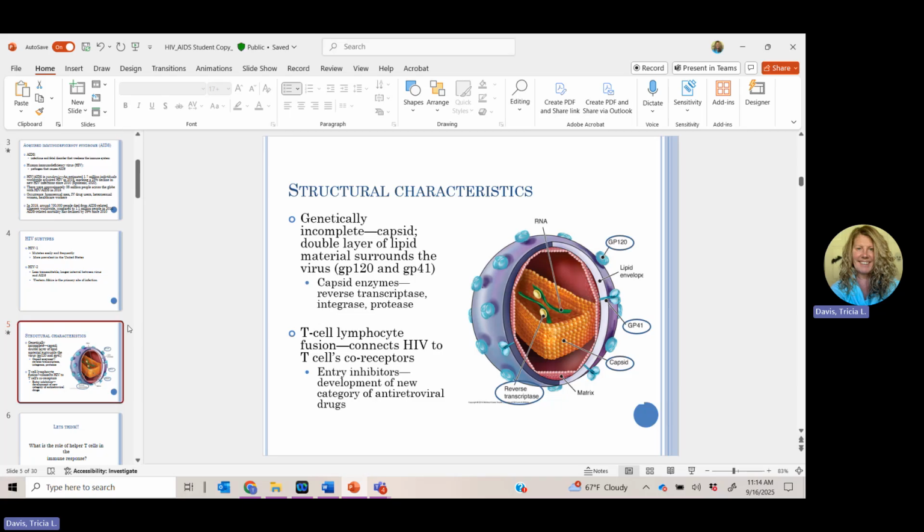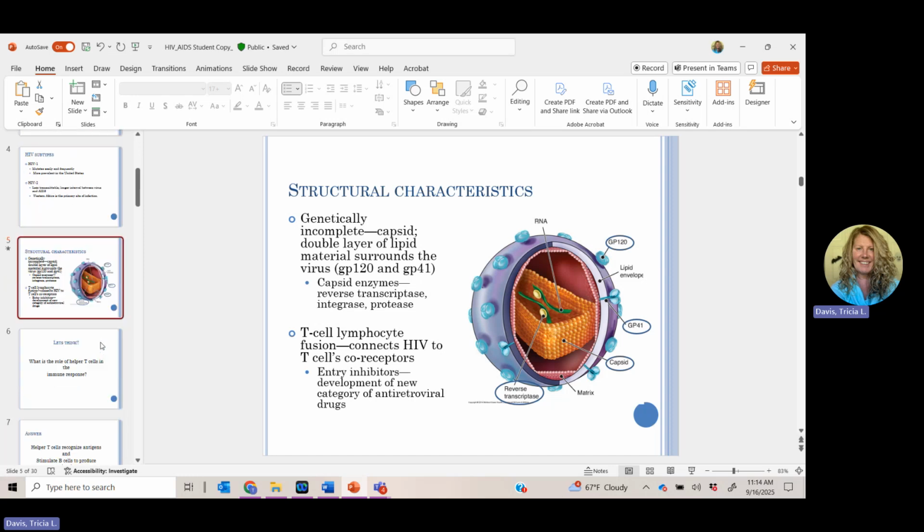Then we have our T cell lymphocyte fusion, which is going to connect our HIV to our T cells. And we have medications now called entry inhibitors. These are medications that we're going to talk about that keep this connection process from happening.